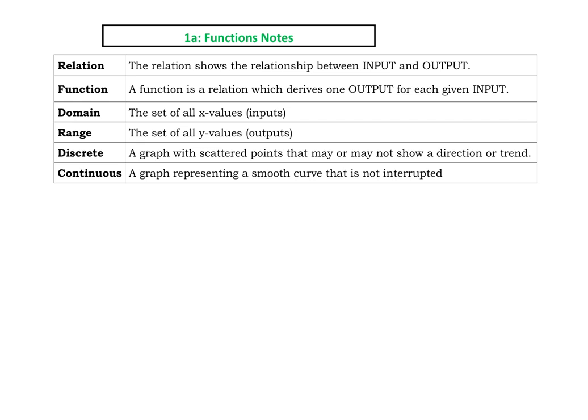The domain is a set of all x values, the inputs. Range is the set of all y values, which is the outputs. Discrete is a graph that has scattered points that may not show direction or a trend. And continuous is a graph representing a smooth curve that is not interrupted. All the points are connected.